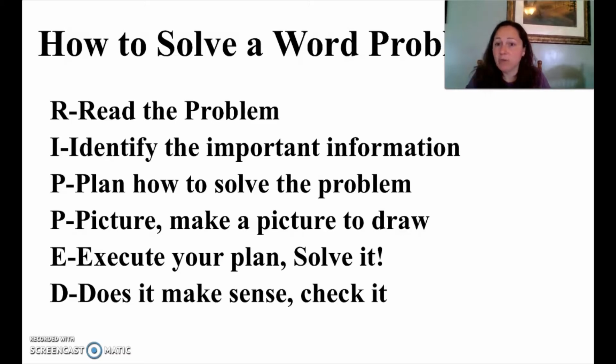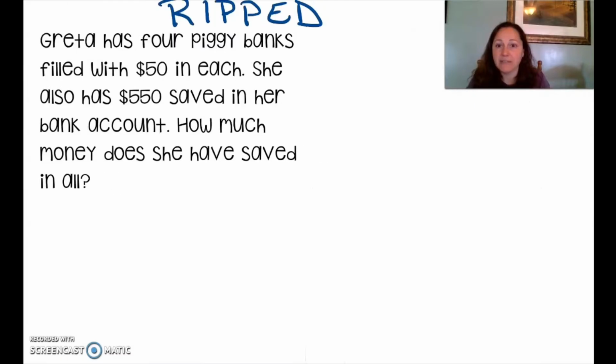So we're using the RIPT method. Read the problem, identify the important information, plan it out, draw a picture, execute your plan, and does it make sense? Let's get started. RIPT, we've got it up there up top. It says, Greta has 4 piggy banks filled with $50 in each. She also has $550 saved in her bank account. How much money does she have saved in all?